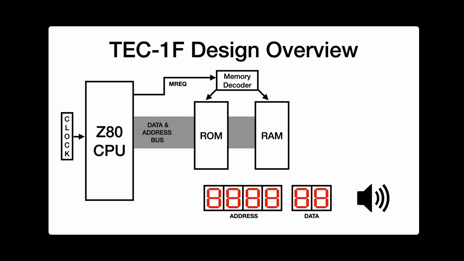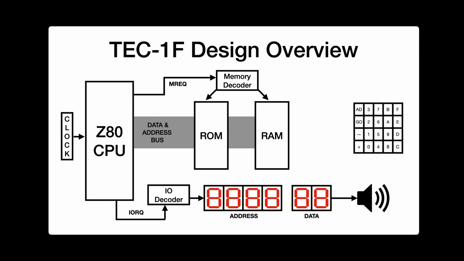For output, it's really basic. We have six 7-segment displays displaying the address and data or whatever else you want to display there, and a speaker. They're all connected together via an I/O decoder, and that uses the I/O request line to activate it. For input, we have a hex keyboard, which gives you the ability to enter hex values into memory locations and also use a plus or minus to increase or decrease the current address that you're looking at, an address button to modify the location of the address, and a go button to execute the code at the current address location.